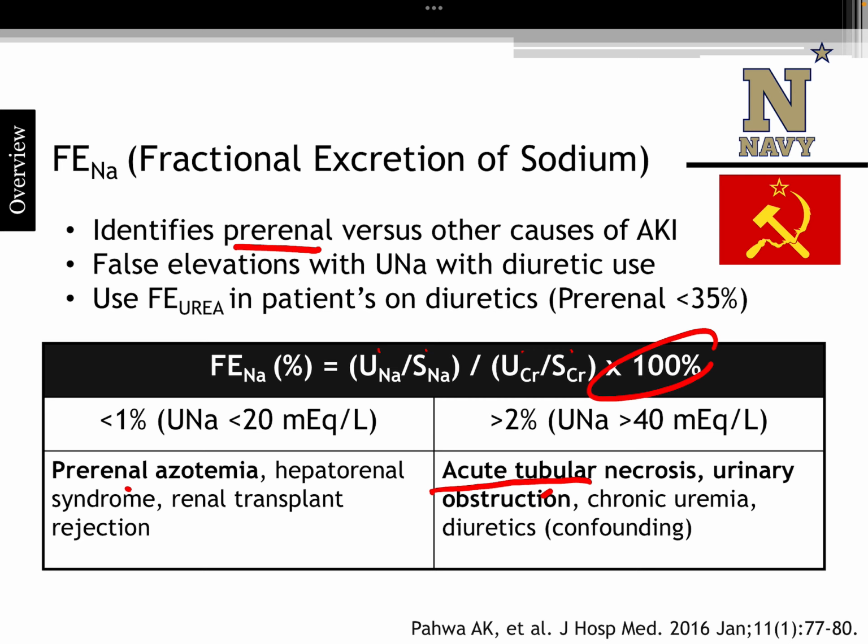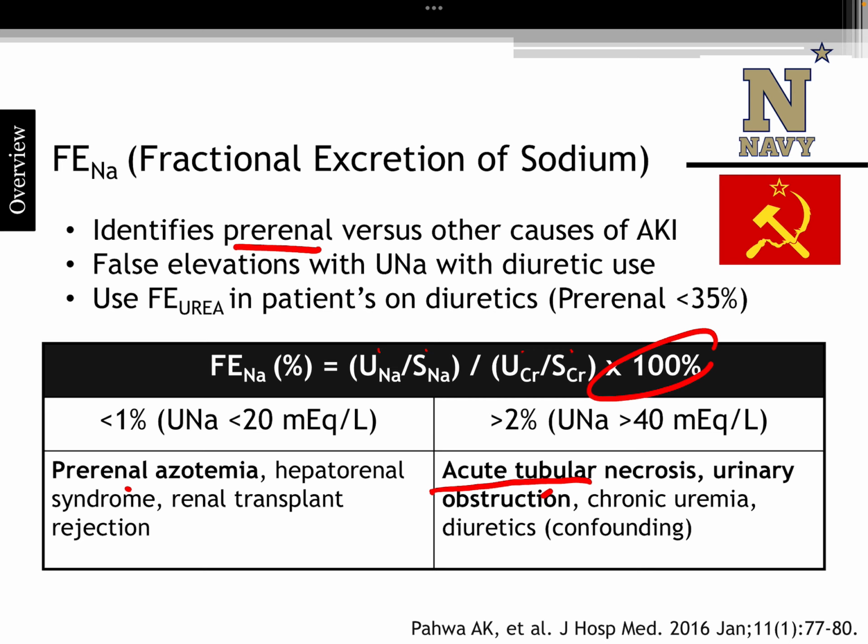So, there is one issue with FEna, which is that if a patient is taking a diuretic, it actually can increase their urine sodium. And that makes sense because the way that most diuretics work is by increasing the amount of sodium that you excrete and thus increasing the amount of water that you excrete. So in the cases when you do have a patient on a diuretic, you can use what's called FEurea, or the fraction of excreted urea. And in that case, prerenal is defined as less than 35%. For our purposes, we are only going to use FEna. So even if your patient's on a diuretic, for our purposes, let's just use FEna.